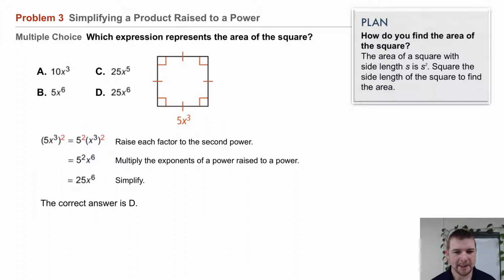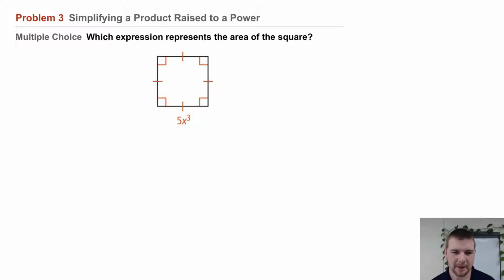Problem 3. Simplifying a product raised to a power. This one's multiple choice, and it asks which expression represents the area of the square. Our choices are 10x to the third, 5x to the sixth, 25x to the fifth, or 25x to the sixth.